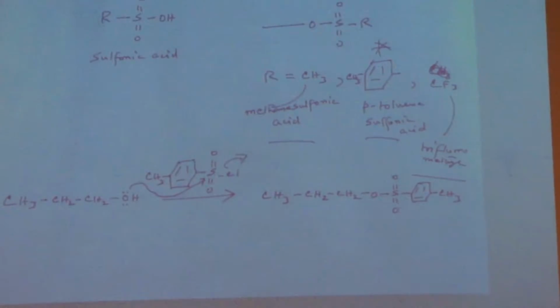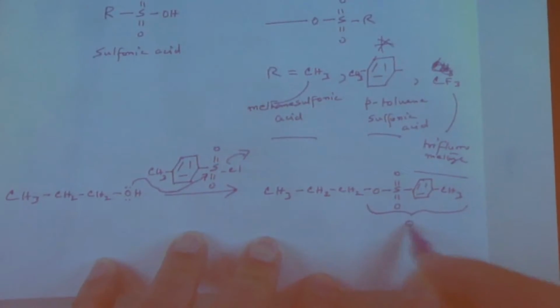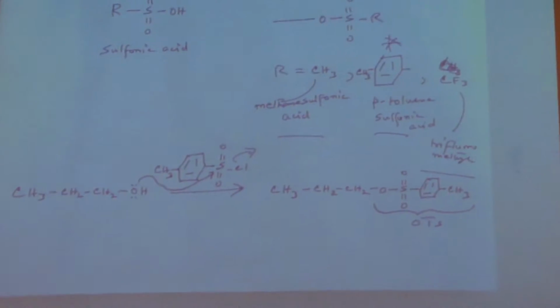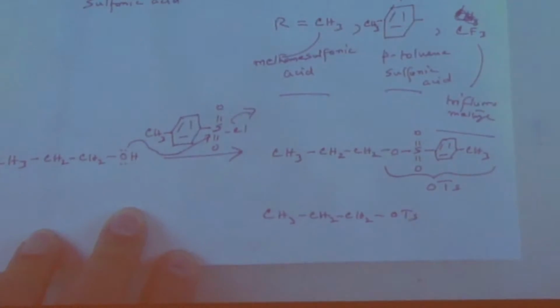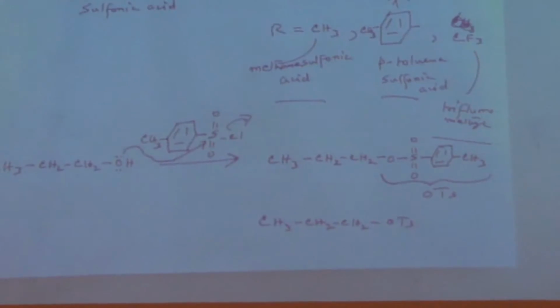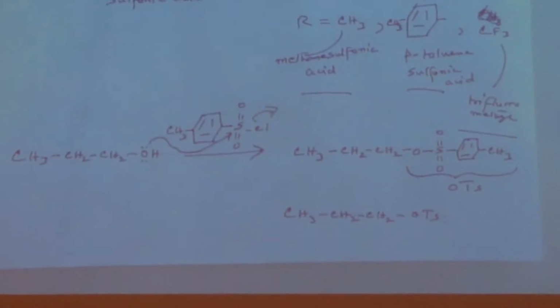And we frequently abbreviate that. This part is Ts. And therefore, this formula can be written in an abbreviated form. Choose almost any nucleophile, it's going to attack this. Okay, sodium cyanide, for example, is going to attack and displace this and make the corresponding cyanide.